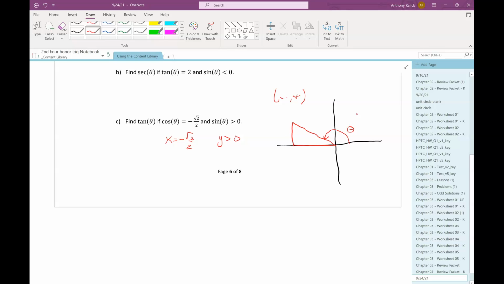So now I know that cosine is x over r. So I'm just going to call the r 1. Or you could do it this way and say x is negative root 2 and r is 2. That would be okay to do also. Let's do it that way. That's probably just going to be a little bit simpler.